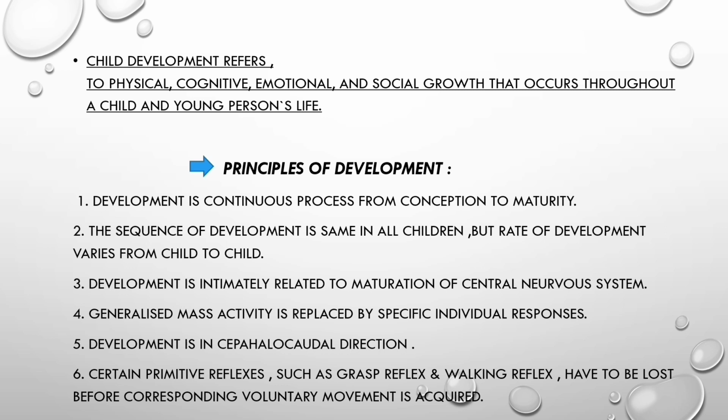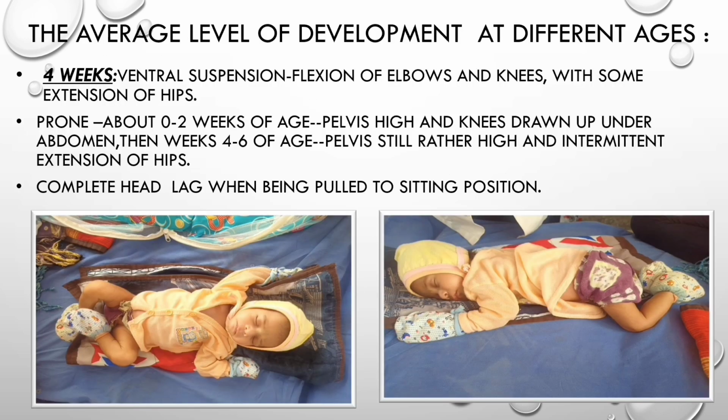Sixth, certain primitive reflexes such as the grasp reflex and walking reflex have to be lost before the corresponding voluntary movement is acquired. The average level of development at different ages. 4th week, ventral suspension: flexion of elbows and knees with some extension of hips.